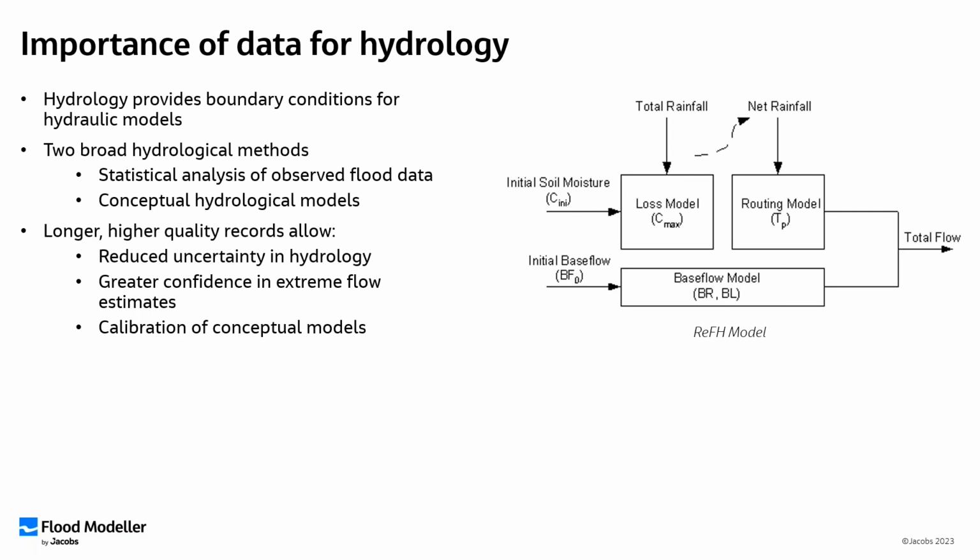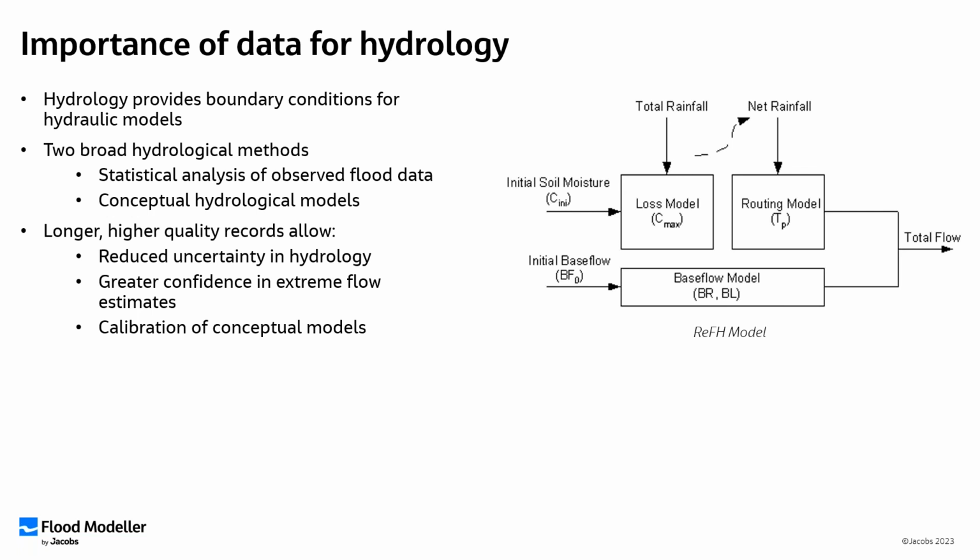So how do we use this data in hydrological analysis? Well, our hydrology provides our boundary conditions for our hydraulic models. So when we're running the 1 in 100-year events, the 1 in 1,000-year event, that flow data that's going into that model has come from our hydrology. And if we don't get that right, then our results will be wrong.